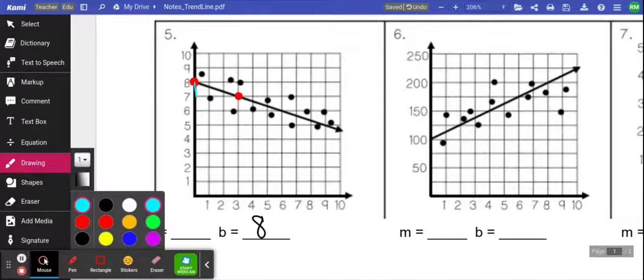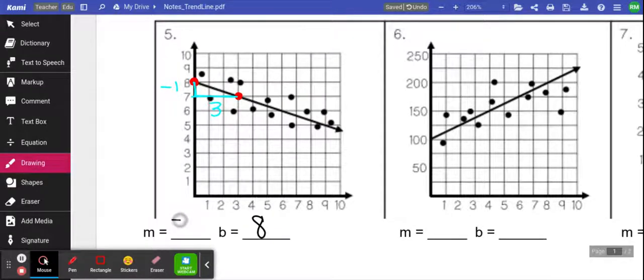So we go down 1, and then how many do we go to the right? 3. So down 1, which is negative 1, and to the right 3, which is positive 3. Now we have our slope. Our slope is negative 1/3. And like I said, this is going down, this is negative, so our slope should be negative, and it is.